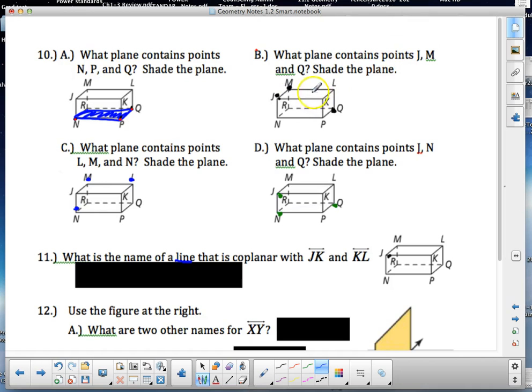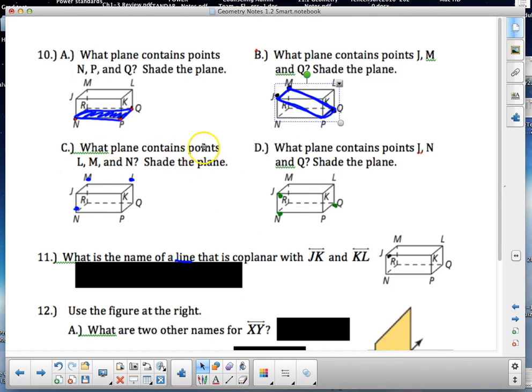What plane contains J, Q, and M? Well, weird, but check this plane out. It's J, Q, and M. Think about this as a ramp going up that way. Okay, so it's kind of going through there, and I think I've got it set as we go through.